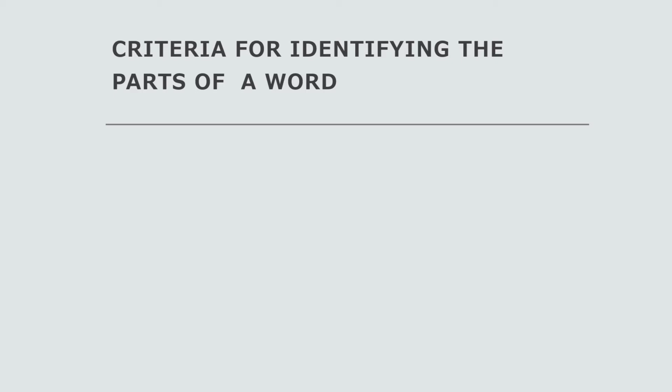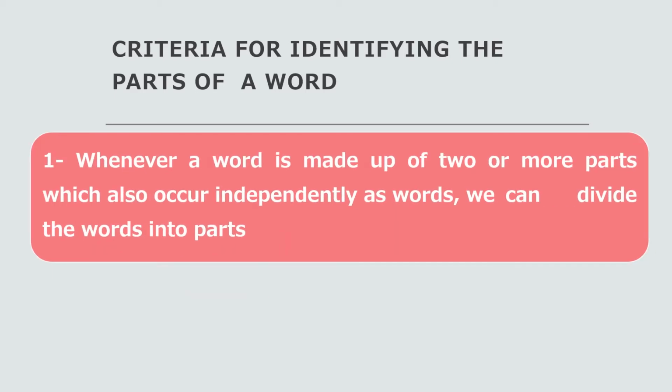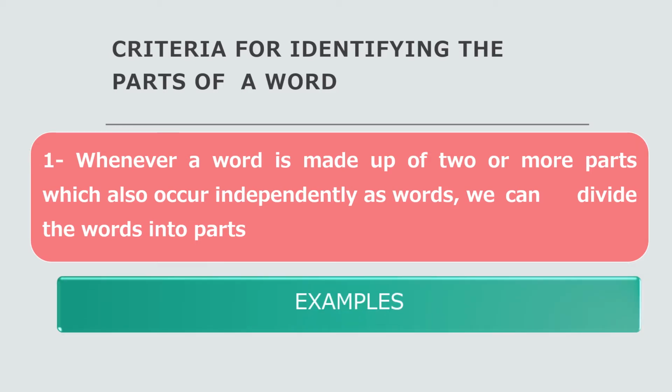So we can start with the criteria for dividing words into parts. There are 2 criteria. First, whenever a word is made out of 2 or more parts which also occur independently as words, we can divide that word into parts. It means if you look closely into a word and find some parts in it, and those parts also occur as independent words, then you can divide that word into parts.